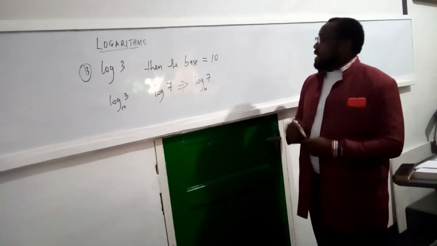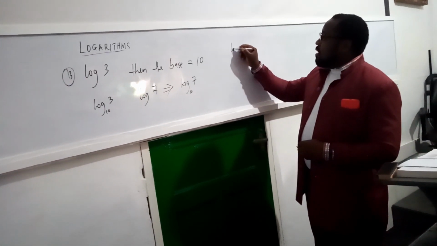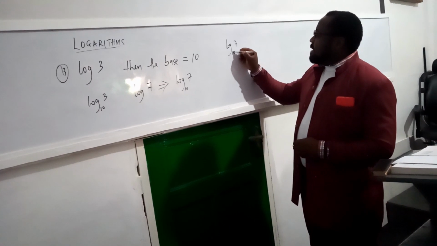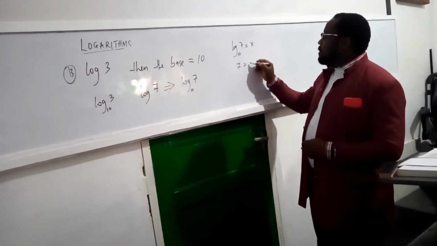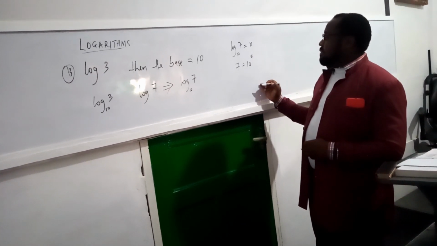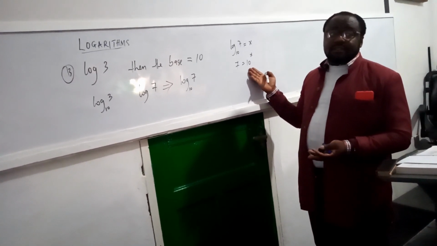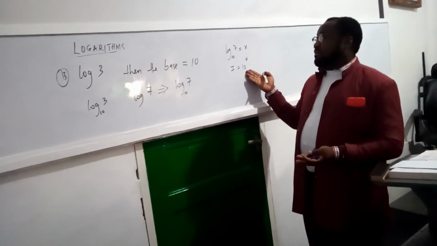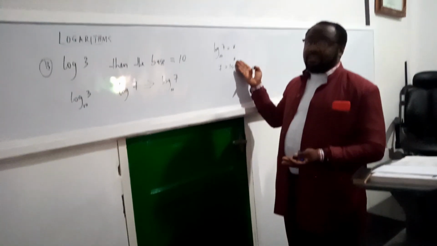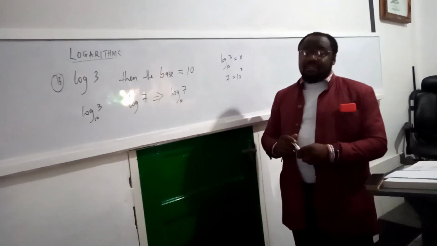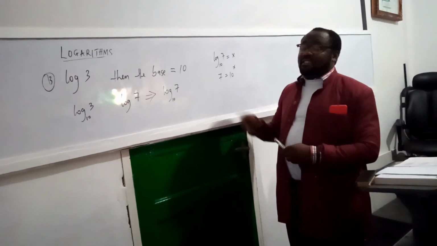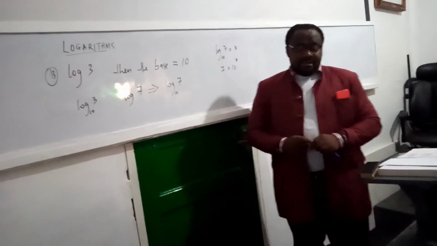To solve this, we can say that log 7 base 10 is equal to x, and so 7 is equal to 10 to the power x. How do I solve this? So find the value of x. We don't know x. Whatever x is, it has to give us 7 in the end.